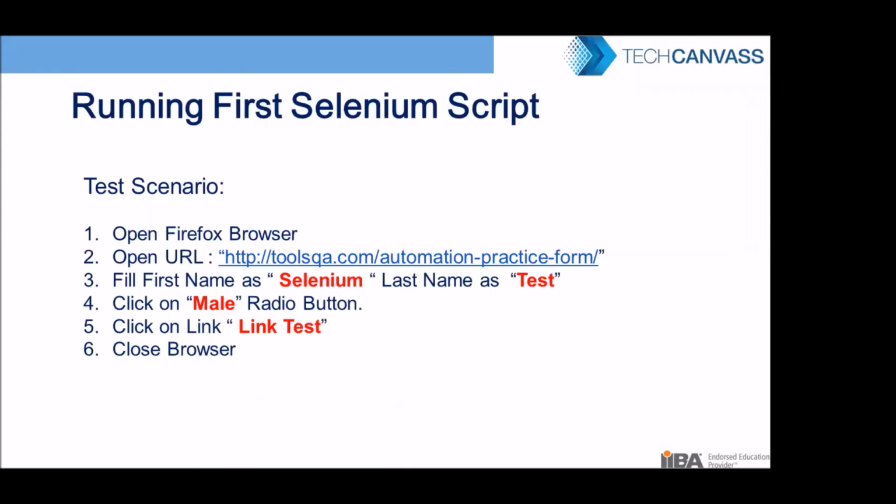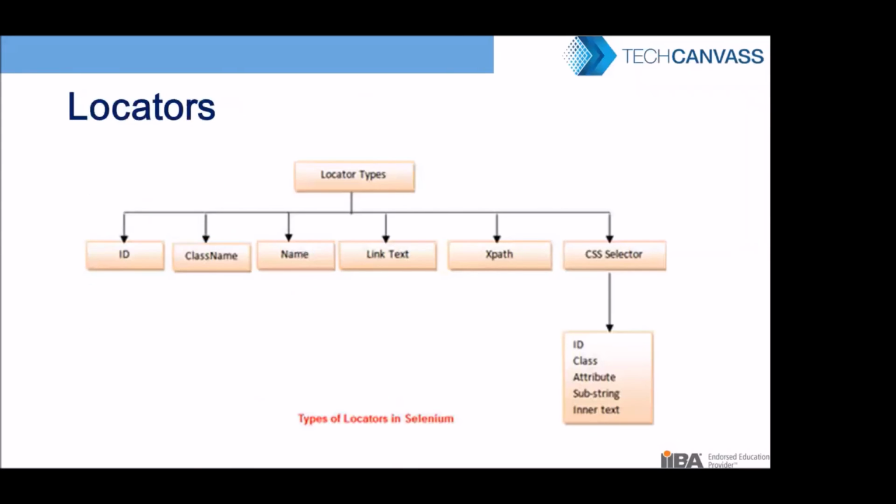So we are done with this first Selenium script. These are the different types of locators: ID, class name, name, link text, XPath, CSS selector. The first two, ID and name, I have explained to you. The other two which are very much reliable are class name and CSS selector. If developers have not defined an ID or name for a particular object, we can go for the class name. And if class name is also not there, we can go for the CSS selector.